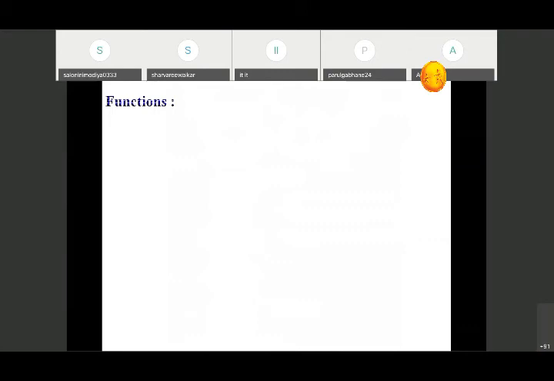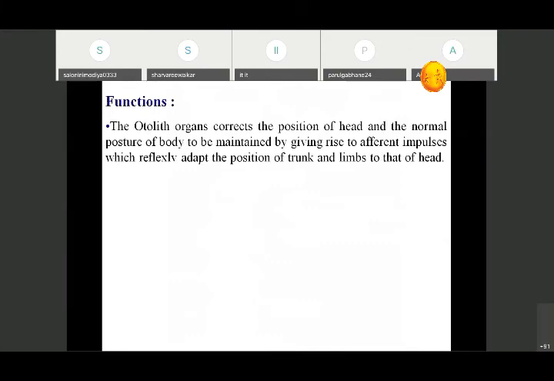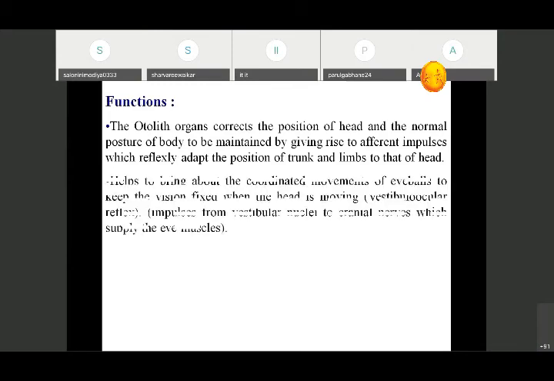The functions of the vestibular apparatus. The functions of the otolith organ, that is the utricle and the saccule. The otolith organ corrects the position of the head and the posture of the body to maintain it by giving rise to the afferent impulses which reflexly adapt the position of the trunk and the limb to that of the head.